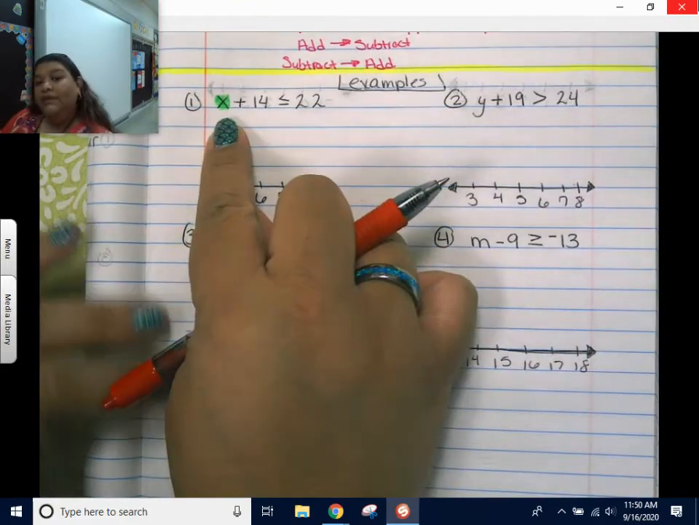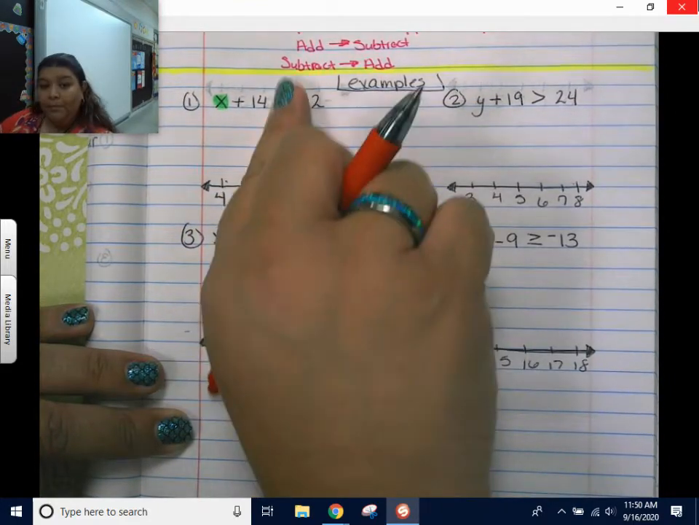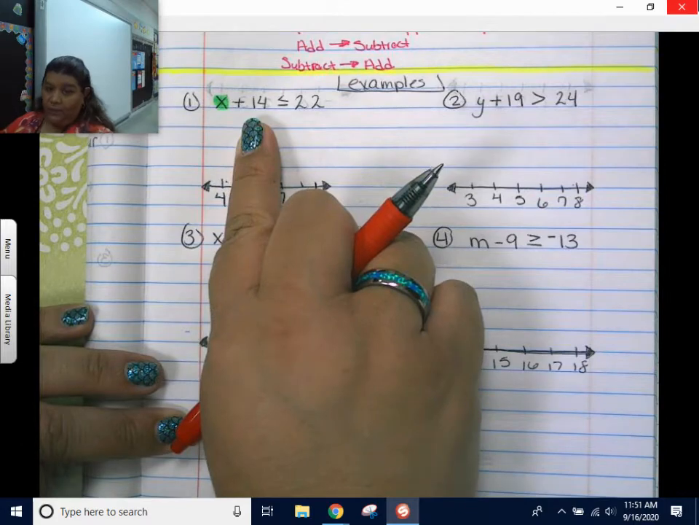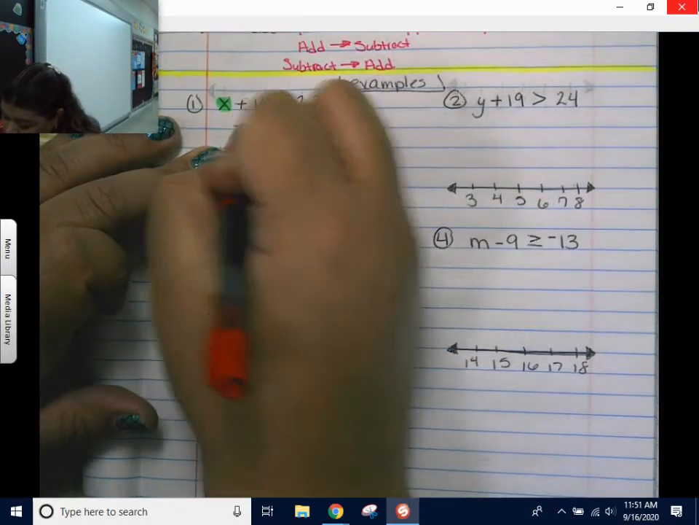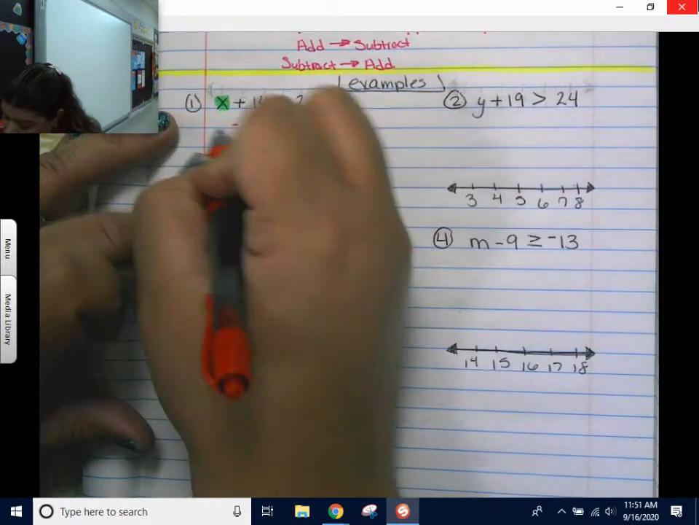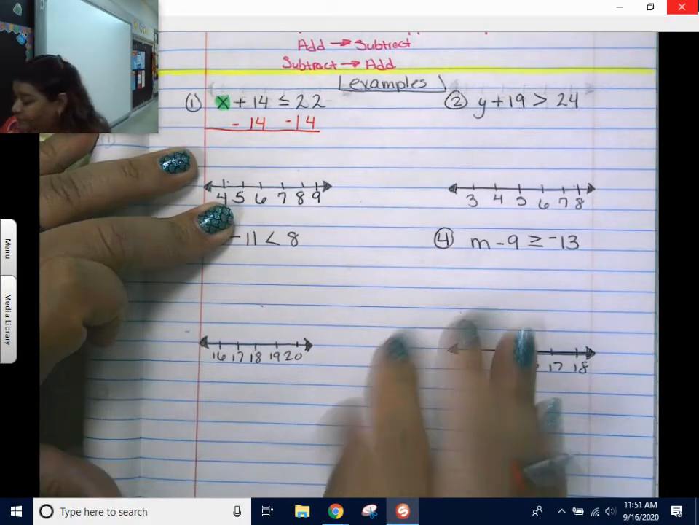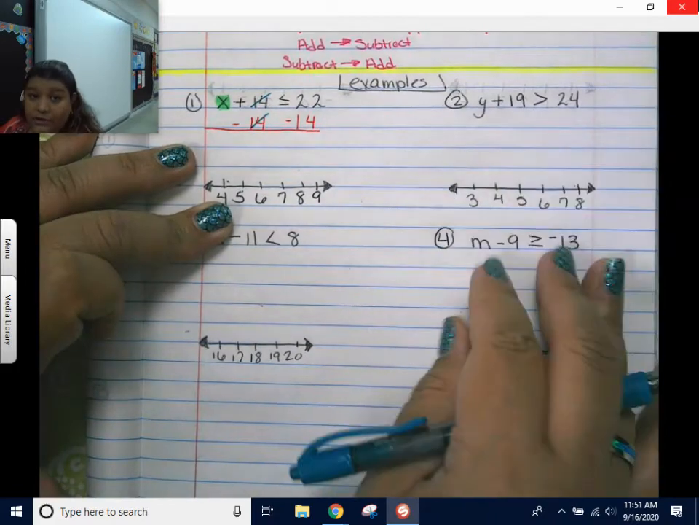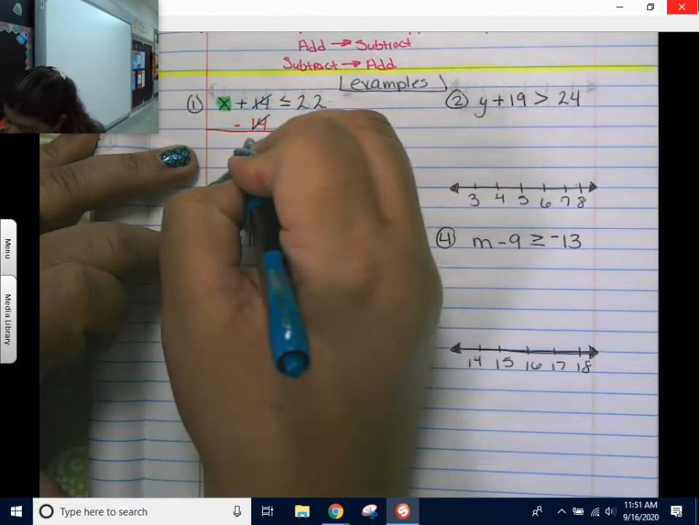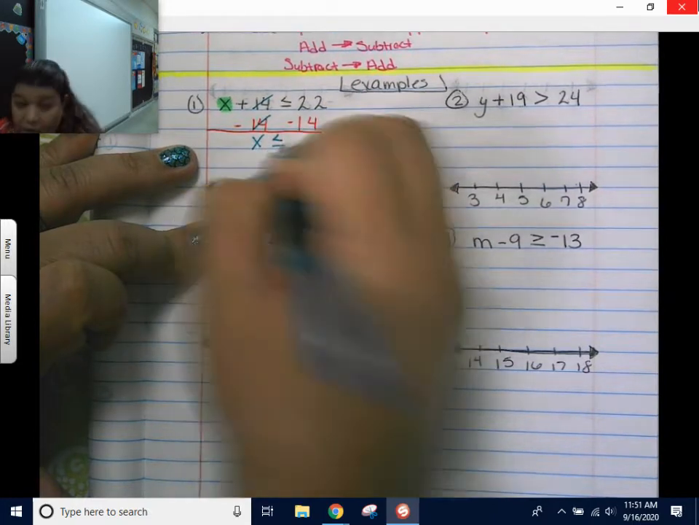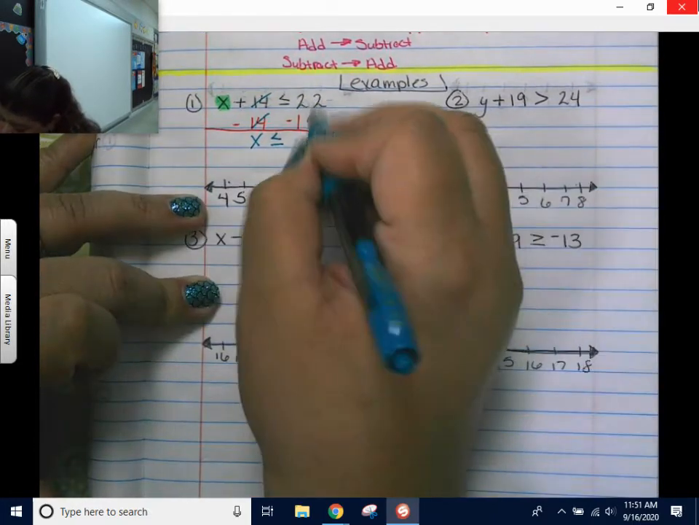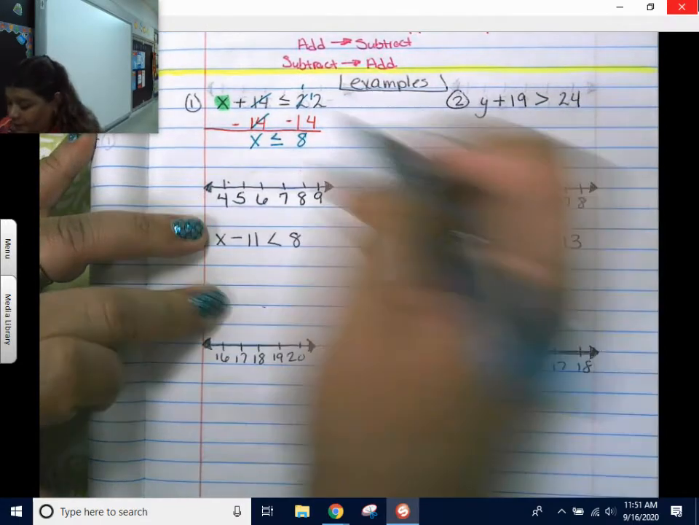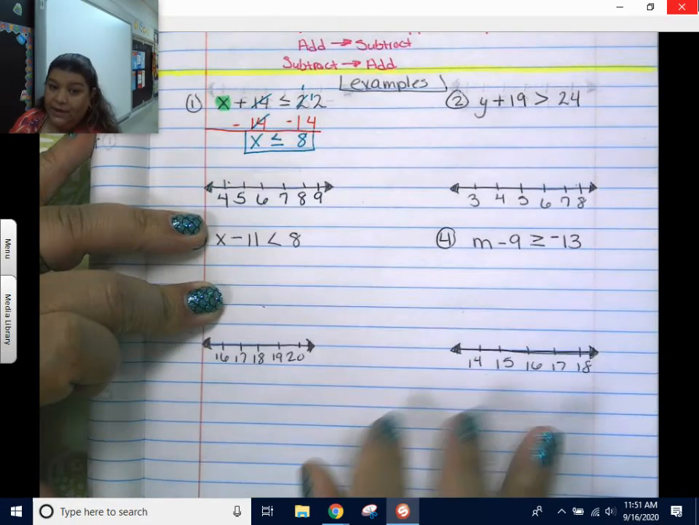That shows you that I need to get rid of the 14 because remember, this is our wall between the two rooms. X wants to be left alone, so the 14 has to go. The opposite of adding 14, we're going to subtract 14 from both sides. Just like before, these are going to cancel out. 14 minus 14 is 0, which is what we're trying to accomplish. X comes down to my answer. Less than or equal to, do not forget that symbol, bring it down. And then 22 minus 14 gives you 8. So x is less than or equal to 8.